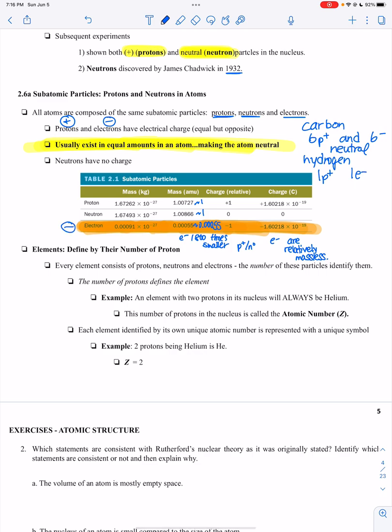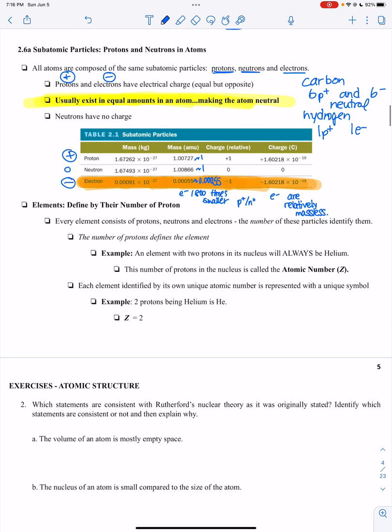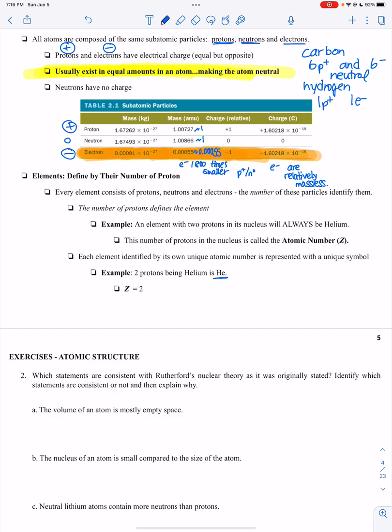But electrons are negatively charged. Protons are positively charged. Neutrons are neutral. They don't have a charge. And so elements are typically defined by their number of protons. Every element consists of protons, neutrons, electrons, and the number of these particles identify them. The number of protons defines the element. So, for example, 2 protons belong to helium. If I had 8 protons, that would mean Z, which is the atomic number, would be 8, and that is oxygen. And we'll talk more about this in the next lecture.